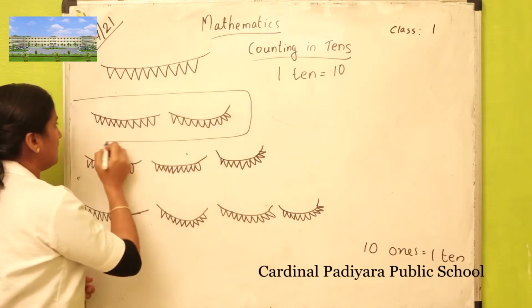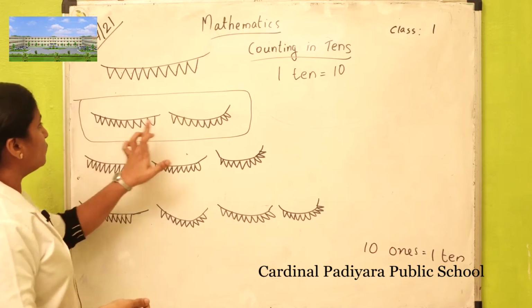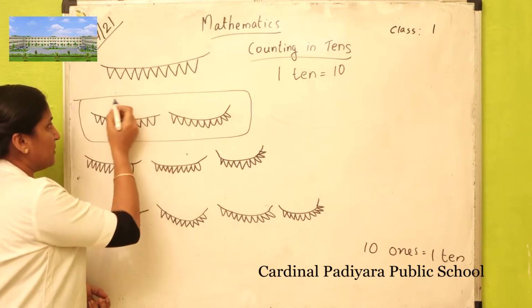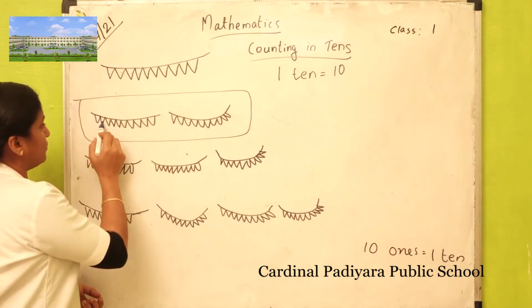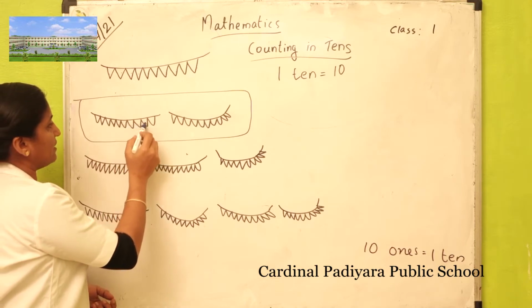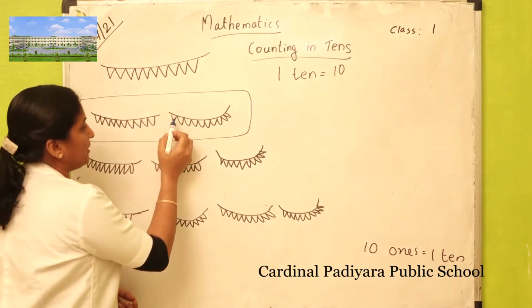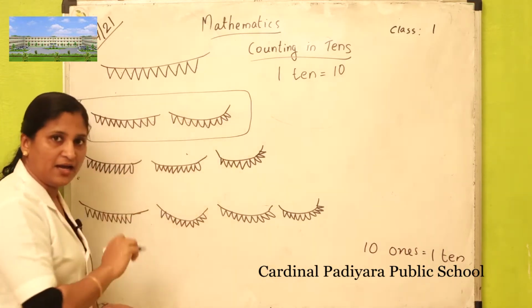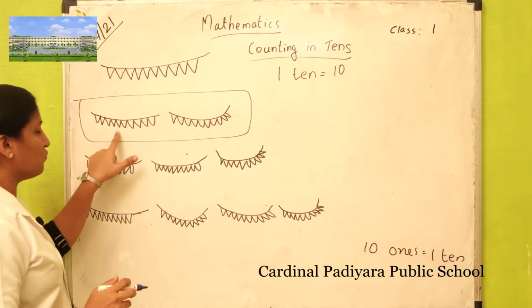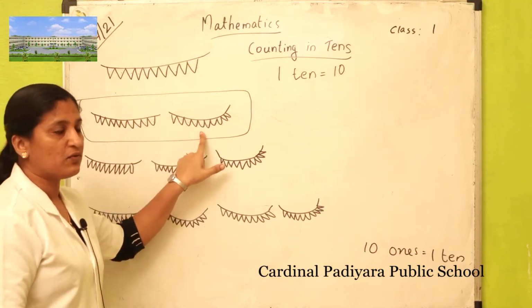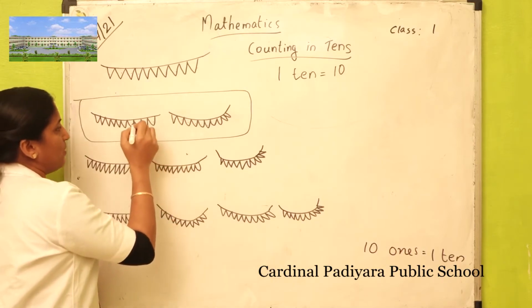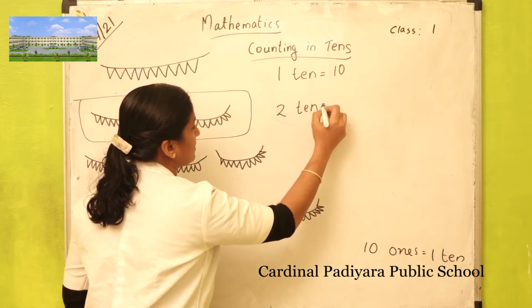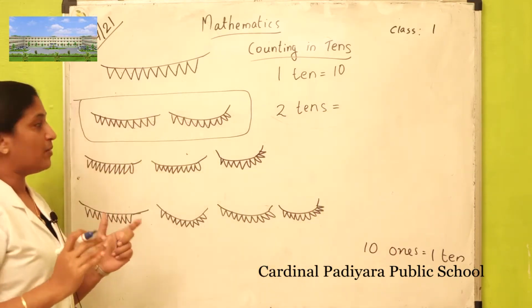How many can you see here? 2. Okay, 2 buntings. Each bunting has 10 triangles. Look at this first bunting. How many triangles here? 1, 2, 3, 4, 5, 6, 7, 8, 9, 10. 10 triangles. Then the next bunting: 1, 2, 3, 4, 5, 6, 7, 8, 9, 10. Another 10. So how many tens here? This is 1 ten, and next one, another 10. So, total how many tens? 1 ten, 2 tens. 2 tens is the total number of triangles.